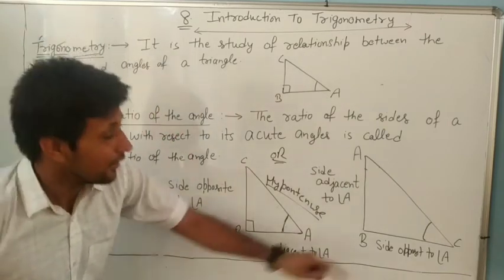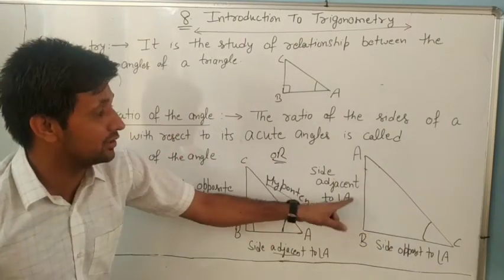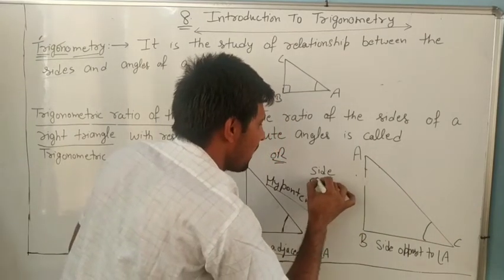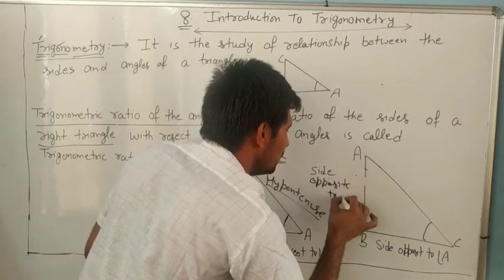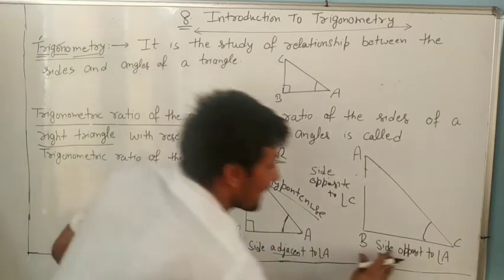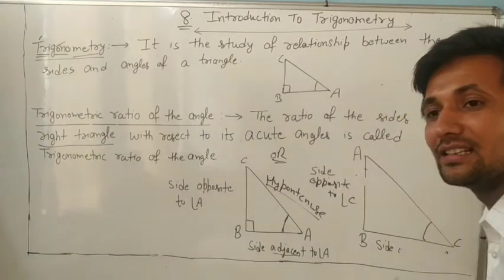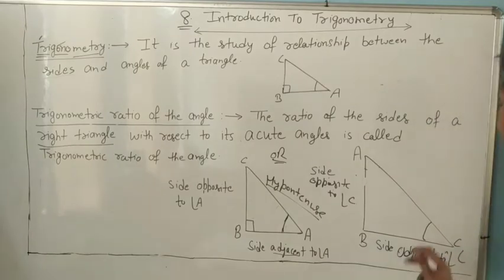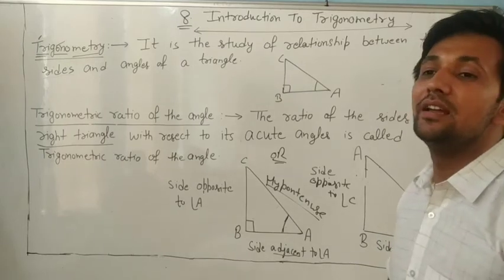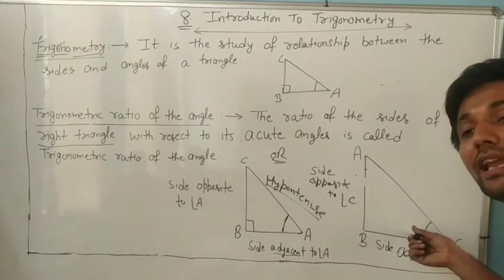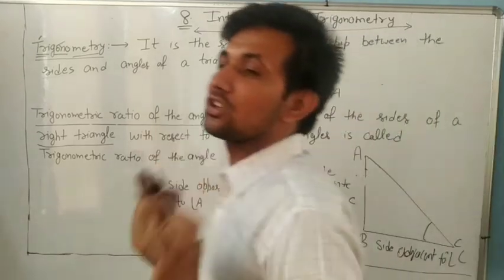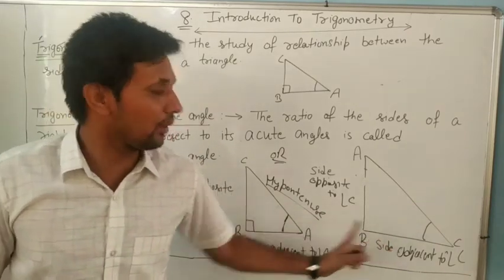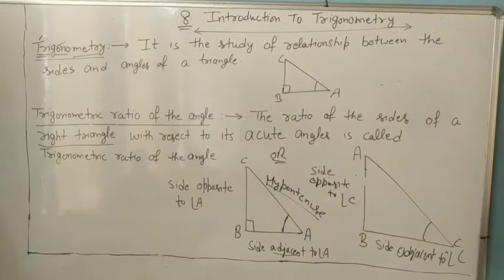It is angle C. Now this side is the side opposite to angle C, not adjacent. And this is the side adjacent to angle C, because now we are taking angle C. So we only have to focus on which angle we are taking. Okay, dear? Understand? Note it down. Now we will discuss later.